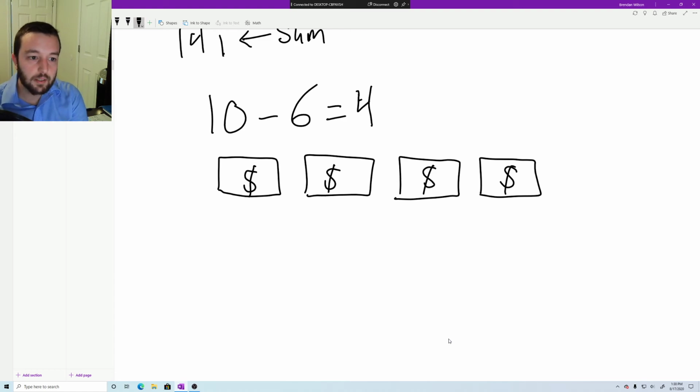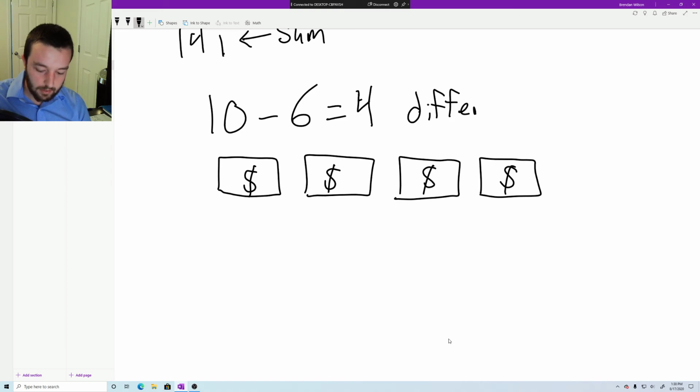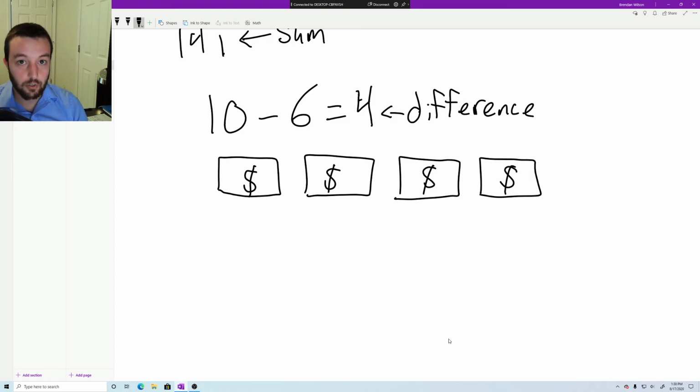So it's just counting. We want to take the biggest number and count it out, and then take away the second number, at least for now when we're not talking about negatives, and then see how much is left over. The number 4 here is called the difference. So with addition, the total at the end is the sum. With subtraction, the total at the end is the difference. So we'd say 4 is the difference of 10 and 6.